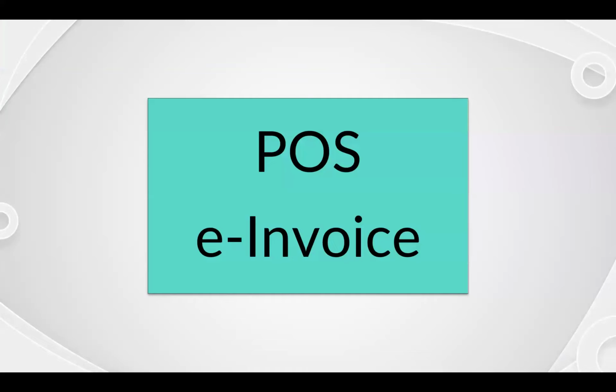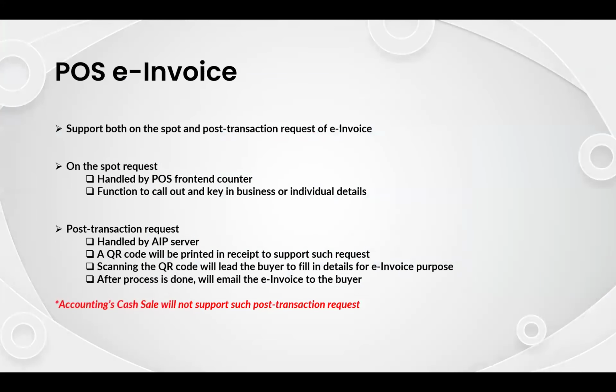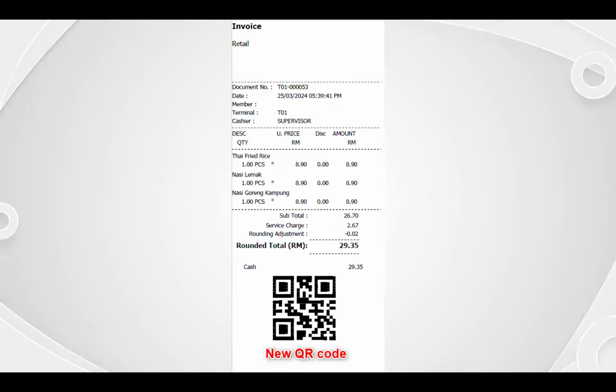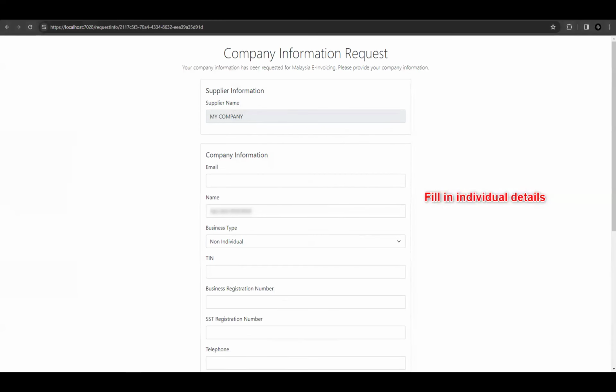As you know, we also have a POS system. So our POS system or cash sales can also be handled by QR code. They can also be e-invoiced themselves. So we can also ask the customer to provide their information and save it, and we can generate the e-invoice for them.